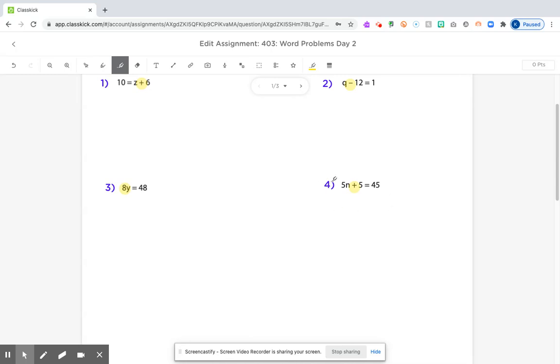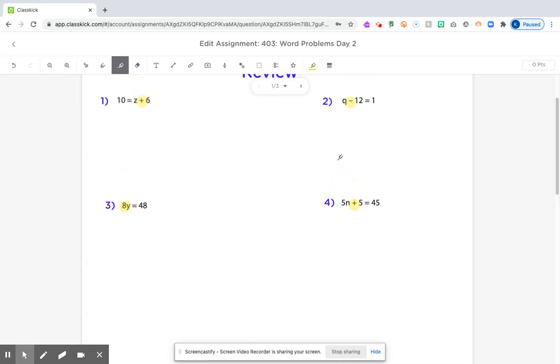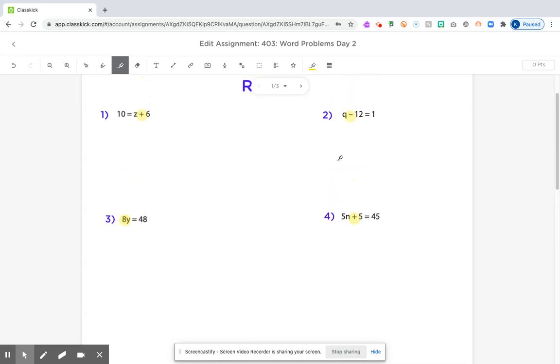And the last question is a 2-step equation, which you all have been working on. Okay, so hopefully you all can get that one done. Just remember, you can do it on a piece of paper and take a picture of it. You could do it on your whiteboard and take a picture of it and put the picture in here, or you can just type or write directly on ClassKick.